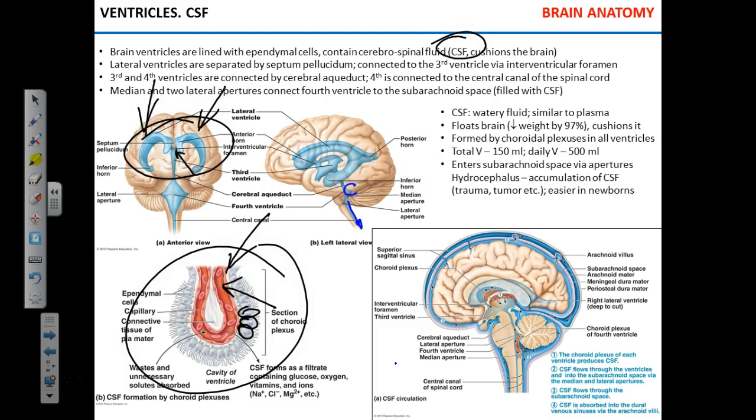Another is through the median and lateral apertures into the so-called subarachnoid space, a very narrow space that surrounds your brain and spinal cord. This picture kind of shows you here. Look at this. You have a brain that is immersed in the fluid. This blue liquid is the fluid. Does that make sense to you? The brain is immersed in the fluid, as well as the spinal cord.